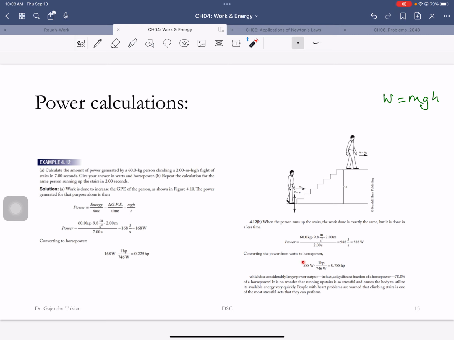So if you run up this flight of stairs in 2 seconds, you worked at 0.8 horsepower. Remember we said if you wanted to work one whole day, 8 hours' worth of work, at what rate can you work? Very good, 0.1 horsepower. You're stressing yourself here.